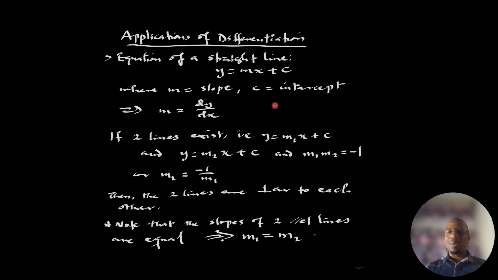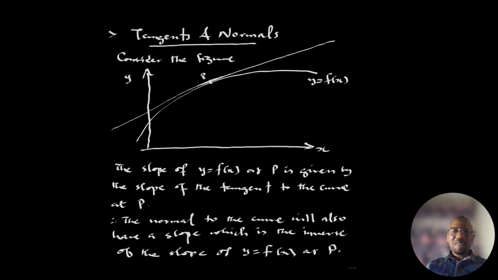Now also, if the two lines are parallel, then m1 equals m2. Two parallel lines don't meet. That means the same increase in y will happen for the two lines, and the same increase in x will happen for the two lines. That means the slopes of two parallel lines are equal. Take note of that. That's a very strong application area of differential calculus, equations of straight lines.